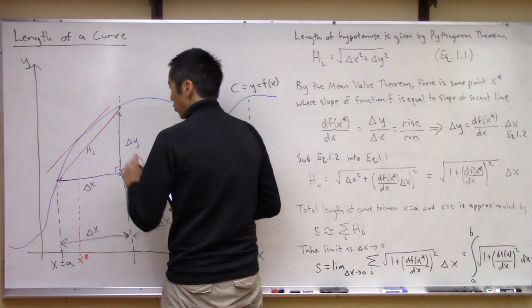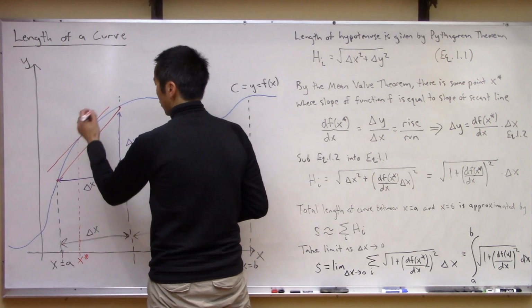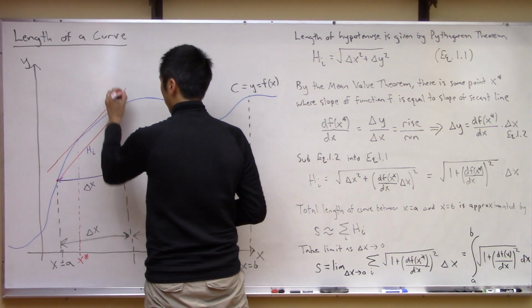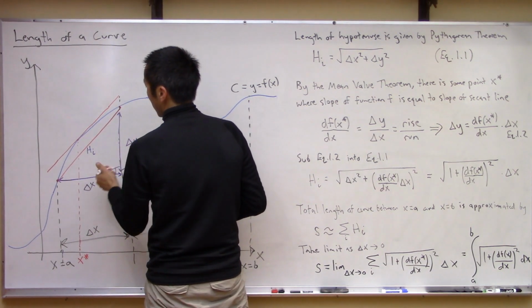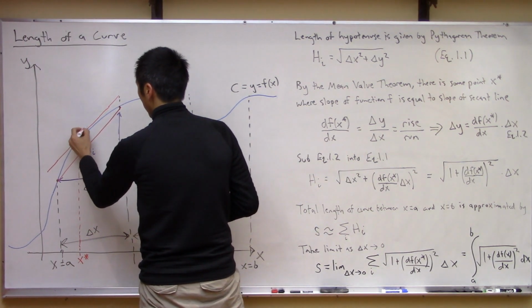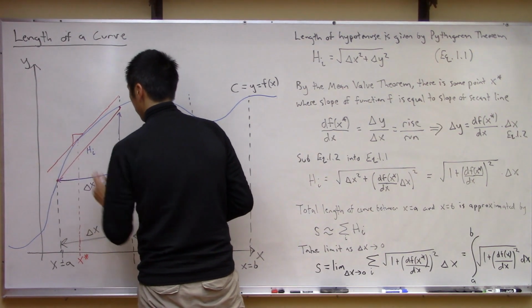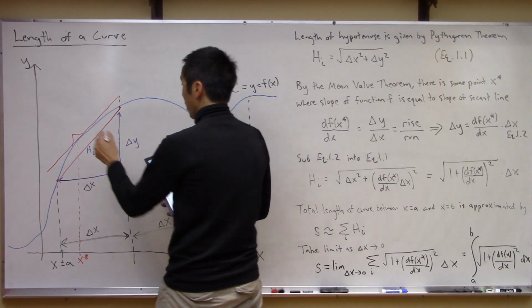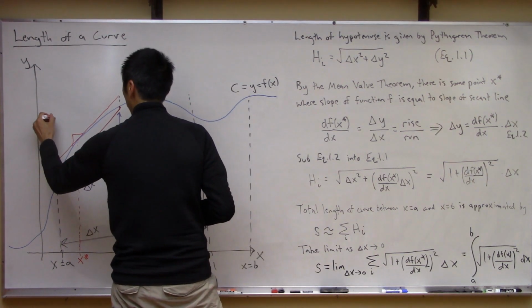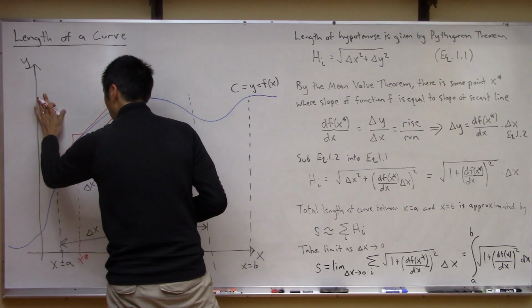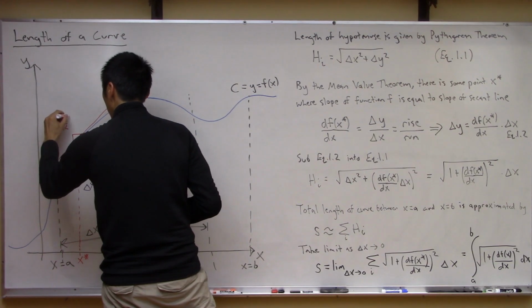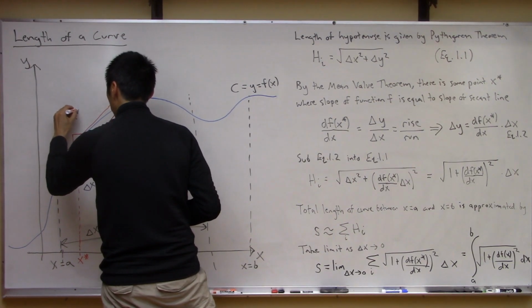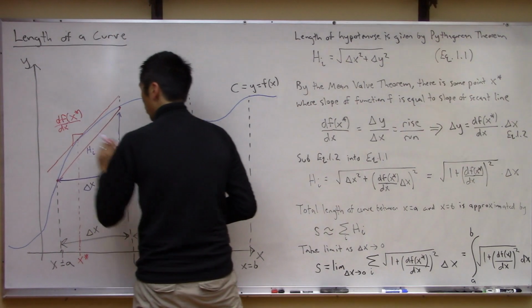So what's interesting about this is, if I draw this accurately, well, I'm having a hard time drawing this accurately, but you'll all agree that this slope here is given by what? It's the derivative of the function with respect to x at this point x star.